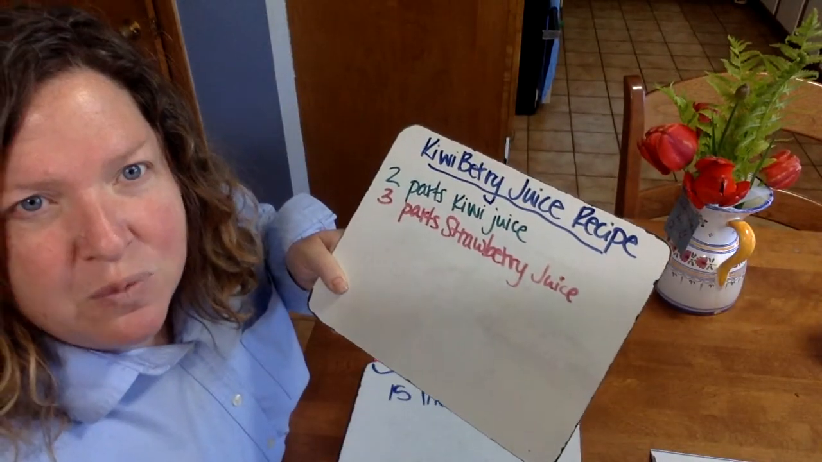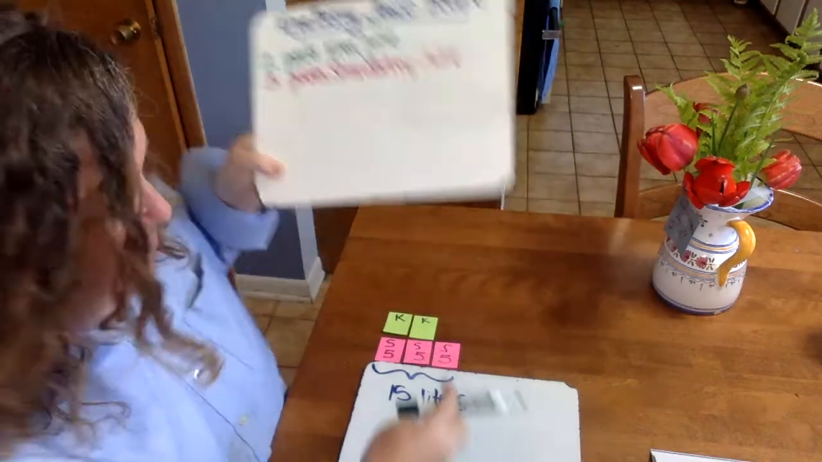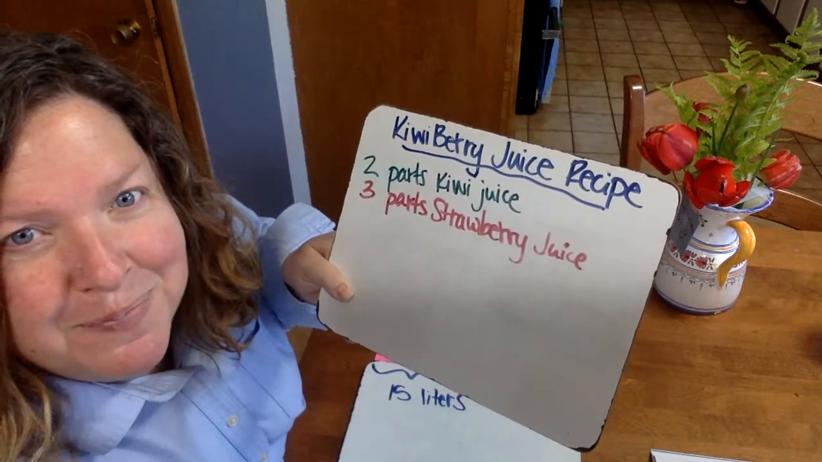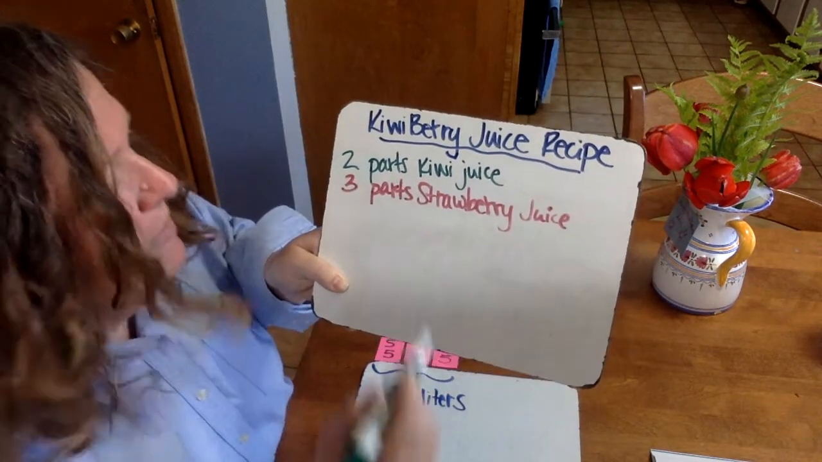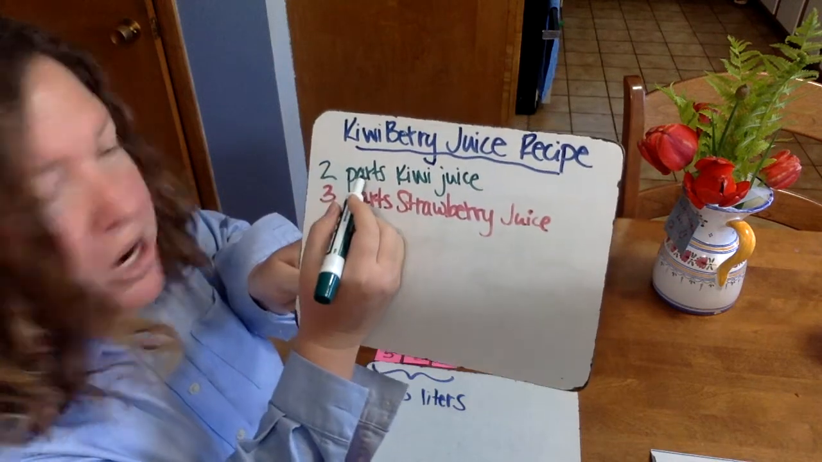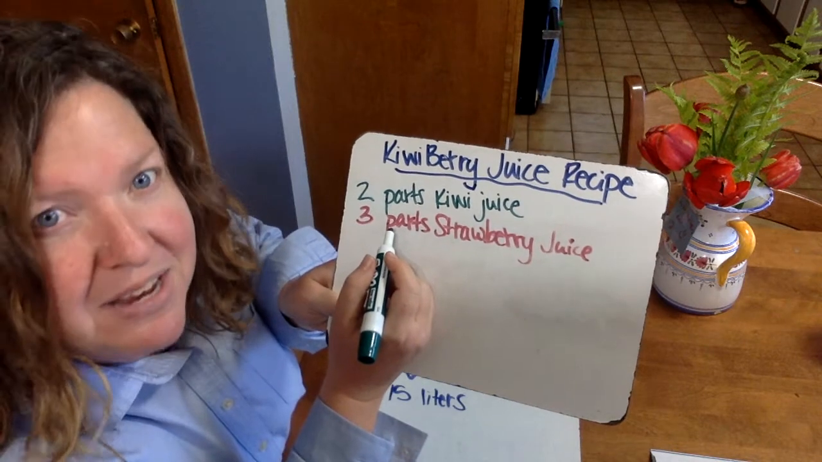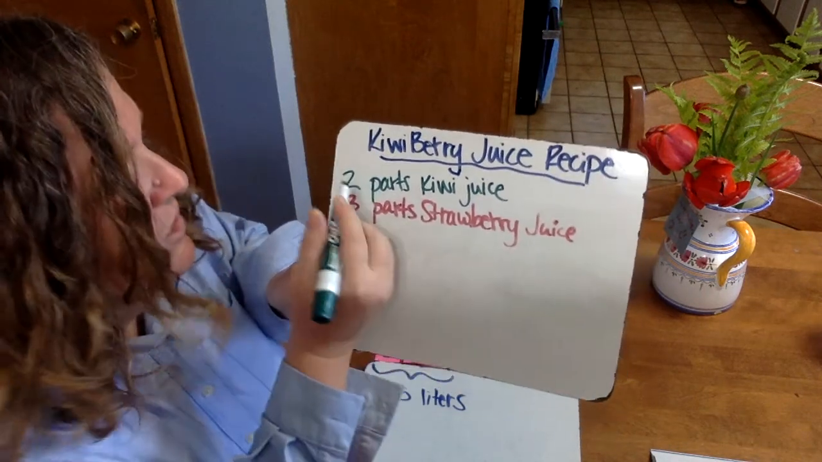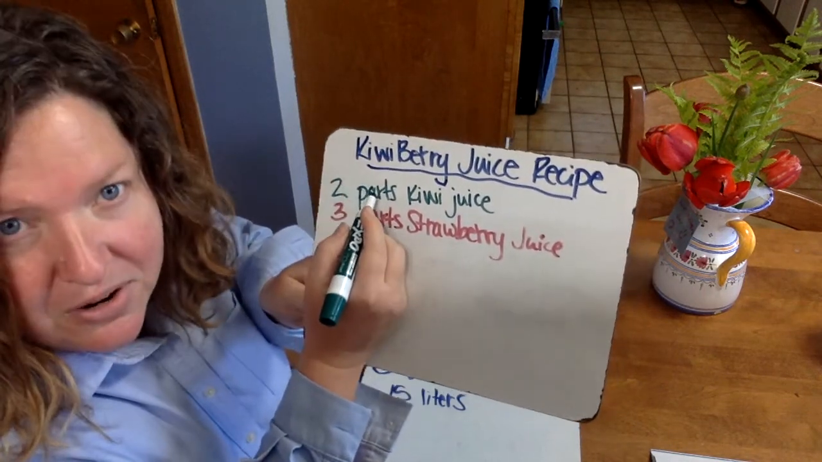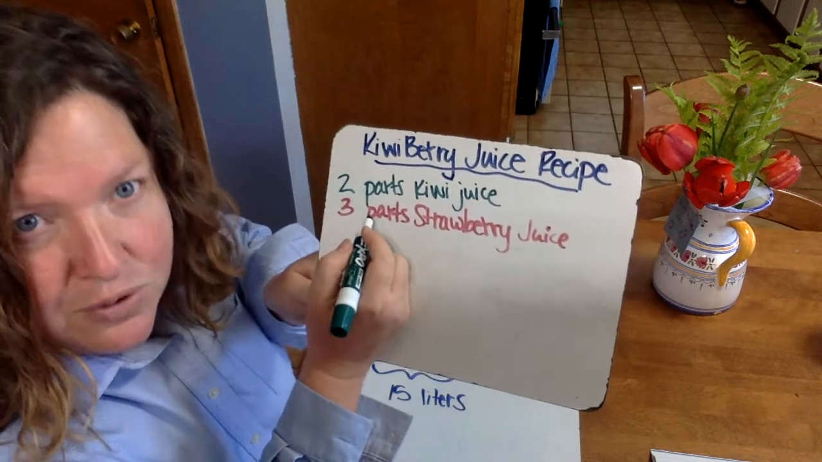The first way they want us to think about it is using this tape diagram. The thing that we didn't talk about when we say 2 parts compared to 3 parts is that those parts have to be equal. So it's 2 equal parts to 3 equal parts.